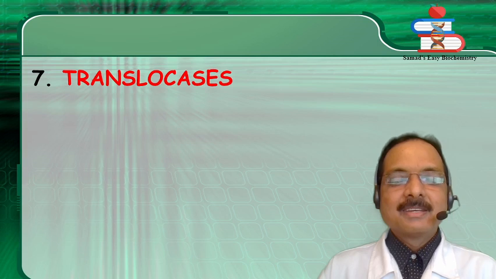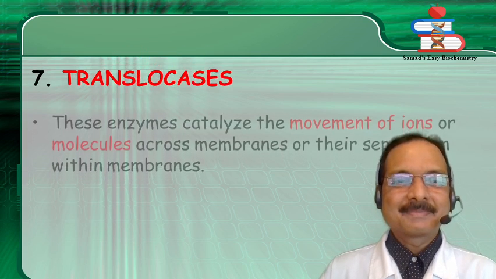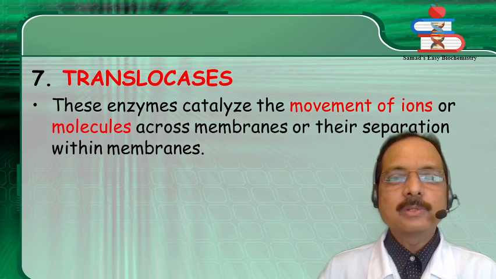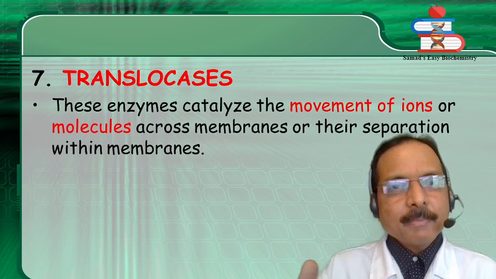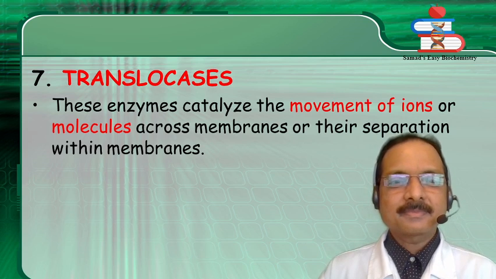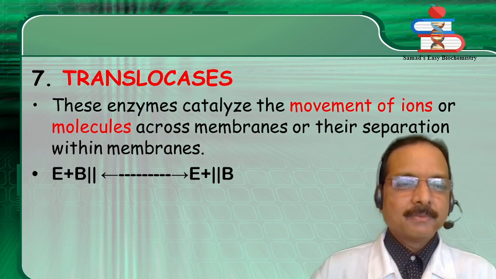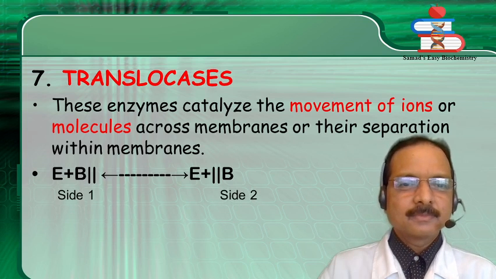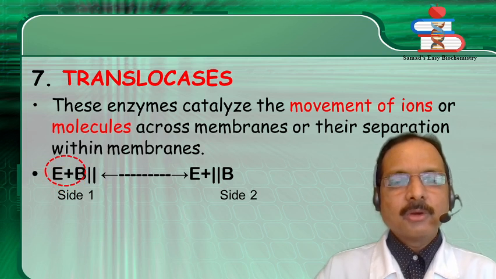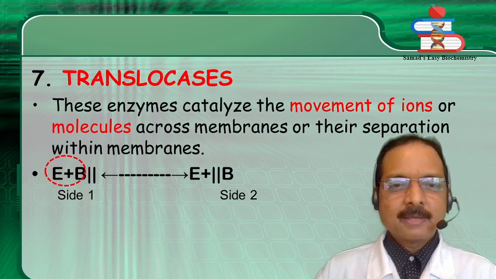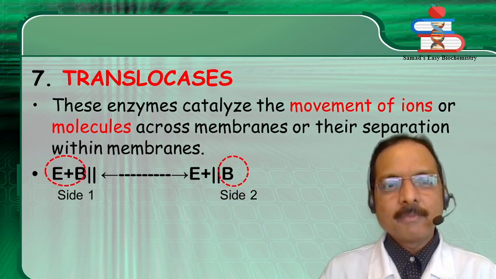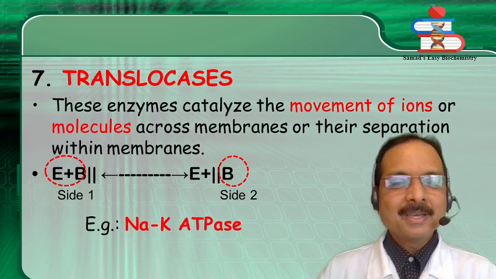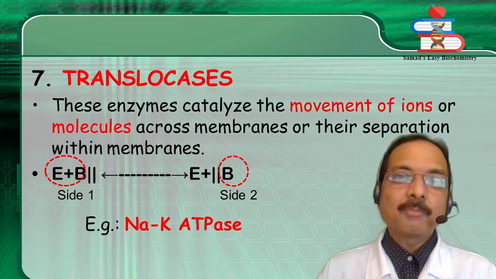Next class, translocases. Now these enzymes catalyze the movement of ions or molecules across membranes or their separation within membranes. Example, a molecule B is present on side 1 of the membrane. Now this molecule will be translocated with the help of enzyme. Now as you can see, the B has come on the side 2 of the membrane. Example of enzyme, sodium-potassium ATPase or sodium-potassium pump.